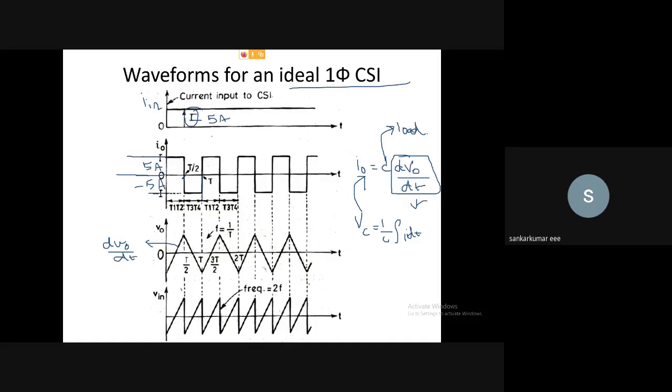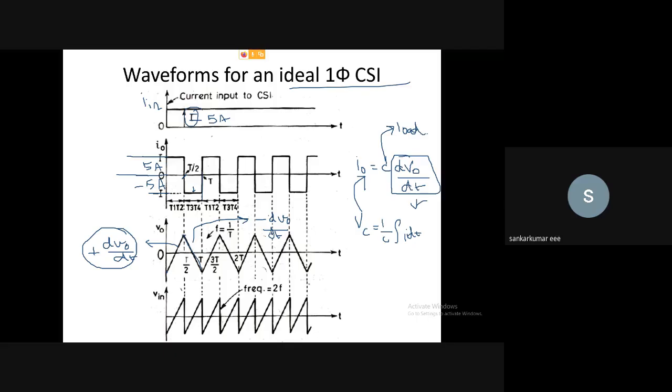The rate of rise of V naught is equal to dV naught by dt, and this is the time period, the half cycle. For this, dV naught by dt will be positive, so it is increasing from the negative maximum to the positive maximum. After this, for the negative half cycle of the output current, dV naught by dt will be negative, so here it will be minus dV naught by dt.